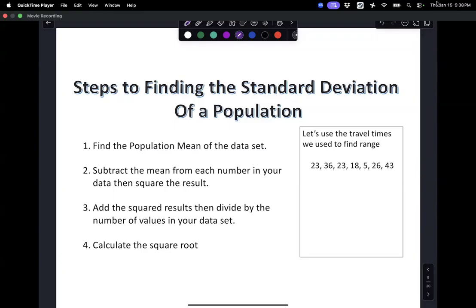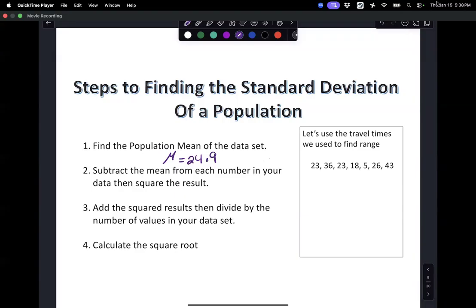Because we've done this before, I'm just going to really quickly do it in my calculator, because I don't remember what it is. You probably could get to it quicker than I am, but I am almost there. 24.9, unless I added it wrong. 23, 36, 23, 18, 5, 26, 43. Yes, so my mean is 24.9.